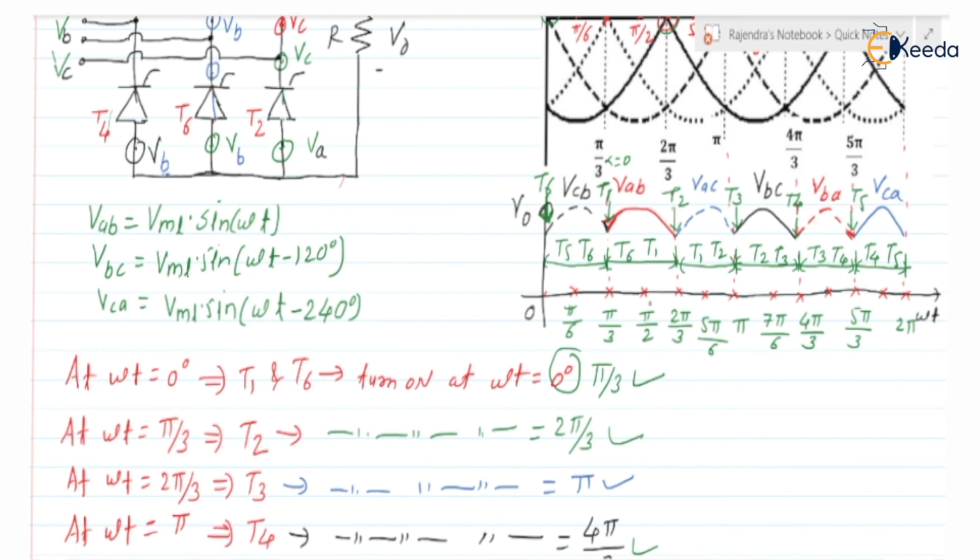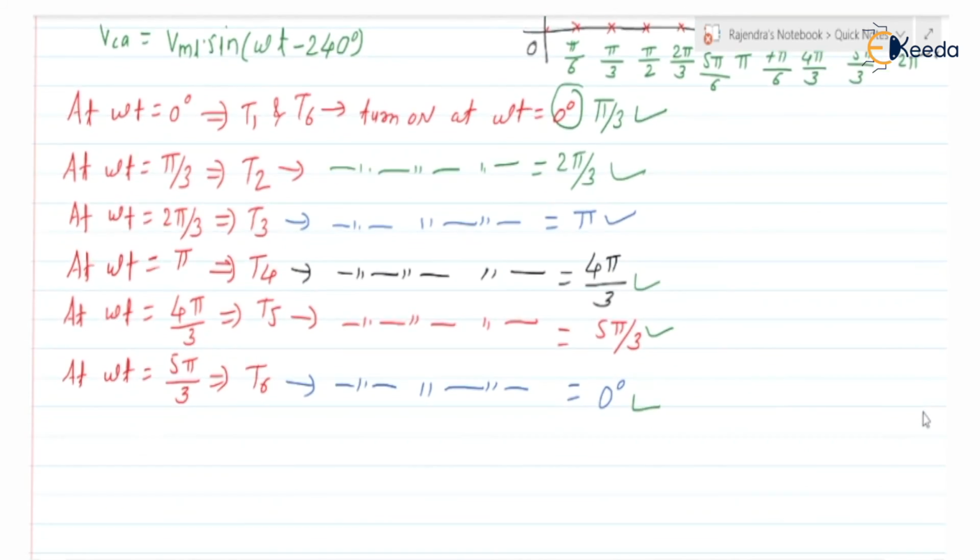Means, after omega t equal to 0, our T6 will be in the forward bias mode. Before that, if I apply the gate pulse to thyristor T6, will it turn on? No. So that's why I have indicated alpha equal to 0 for T6, alpha equal to 0 for T1, T2, T3, T4, T5, and similarly for T6. Is this clear?